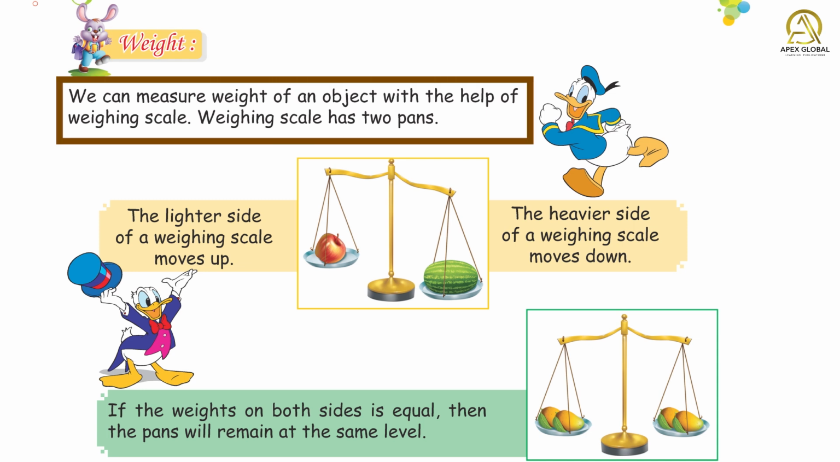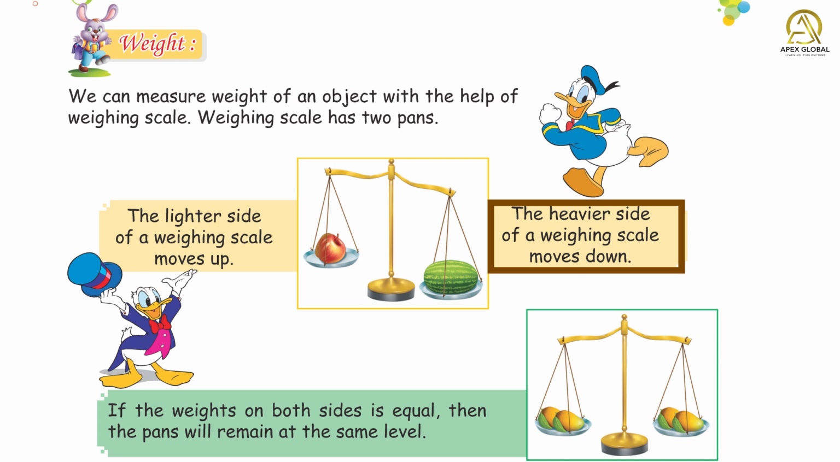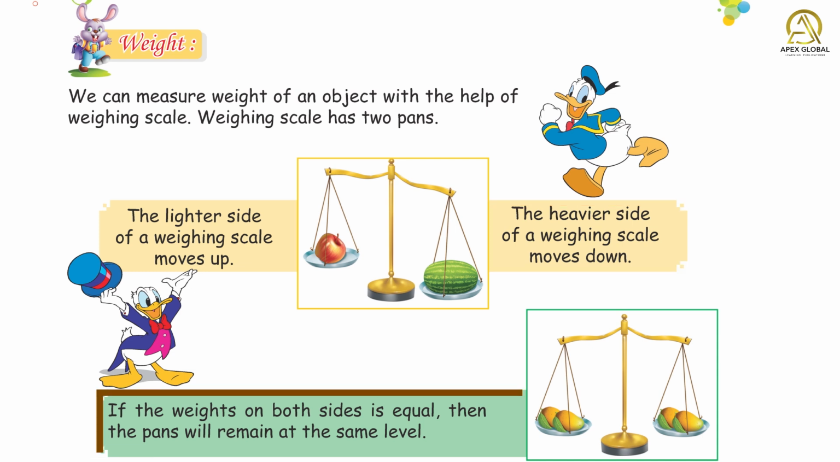Weight. We can measure the weight of an object with the help of a weighing scale. A weighing scale has 2 pans. The lighter side of the weighing scale moves up. The heavier side of a weighing scale moves down. If the weights on both sides are equal, then the pans will remain at the same level.